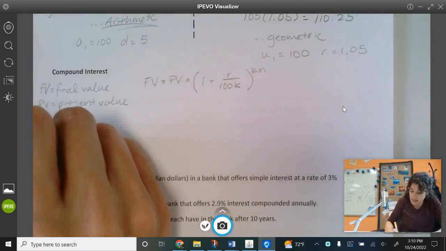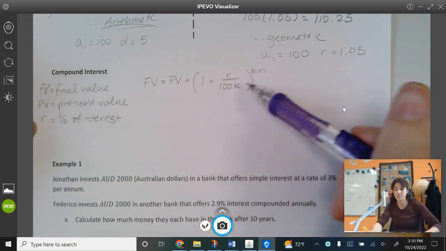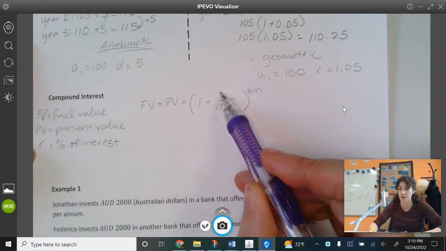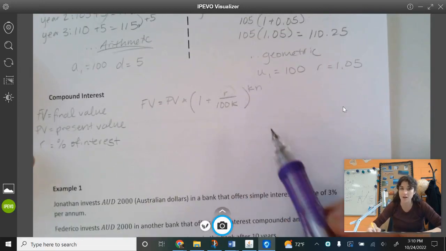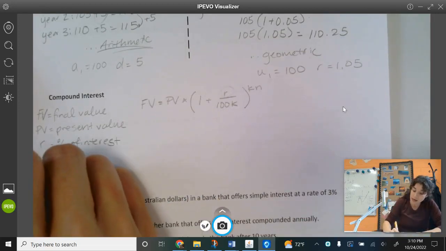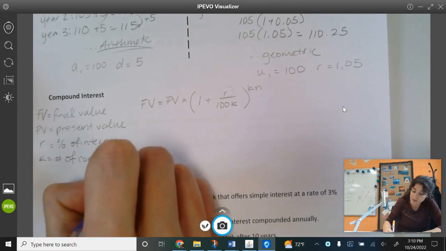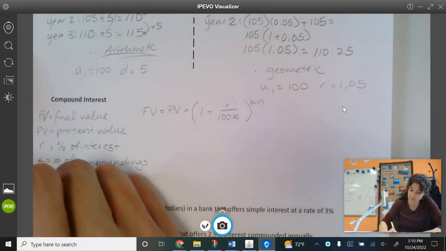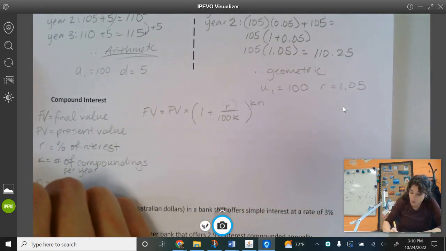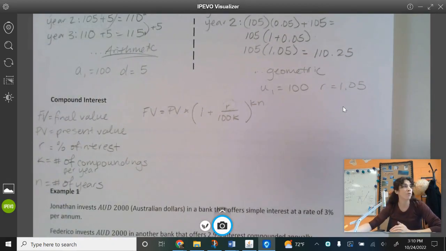r is your percent of interest. It will actually just be, for instance, if your percent interest is 5%, it will actually be 5 in this formula right here. Notice it's because we already divide by 100. k is our number of compoundings per year. And n is our number of years. So that is how that formula works.